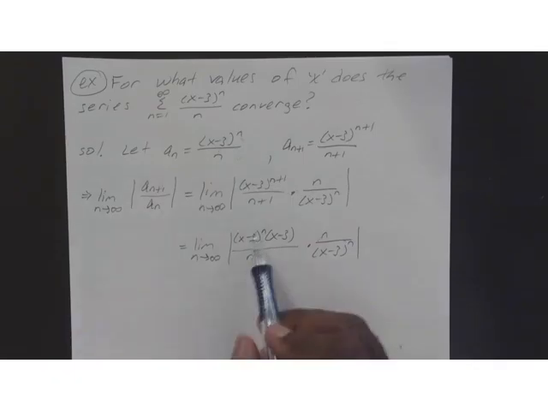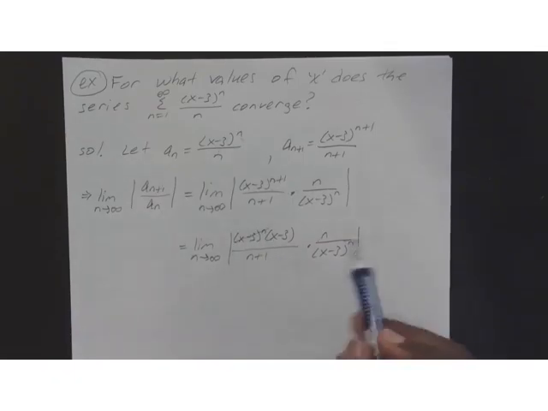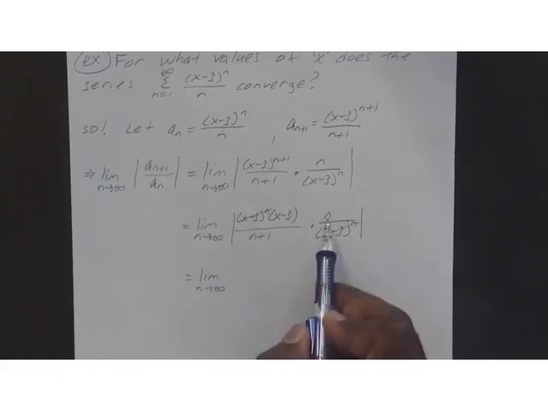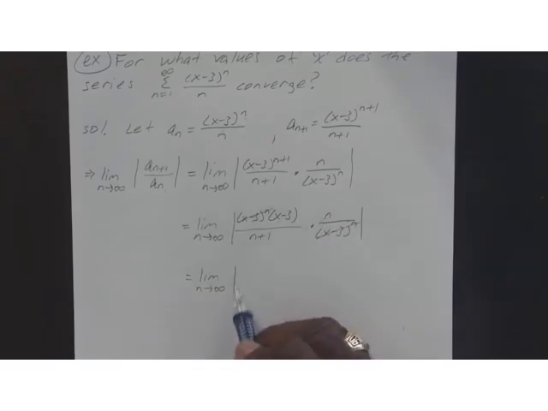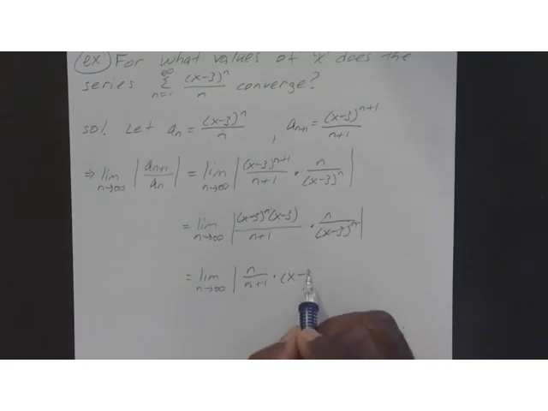So this x minus 3 to the power of n cancels out with this one. So that gives us the limit as n approaches infinity of n times x minus 3 over n plus 1. And I'll just write it as n divided by n plus 1 times x minus 3.